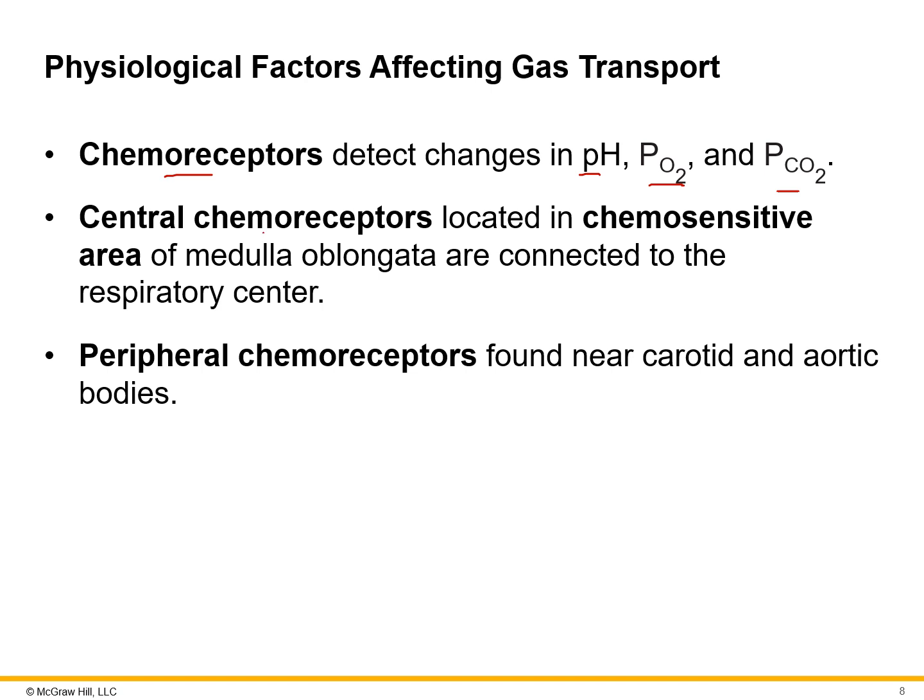And these central chemoreceptors are at a place called the chemosensitive area in the brainstem at the medulla oblongata. So think about our brainstem going down, it's the oblong, hence the name part, which is where the respiratory center is located. Then we also have peripheral chemoreceptors, so not at the central nervous system, but near the carotid and aortic bodies that are also detecting those changes.